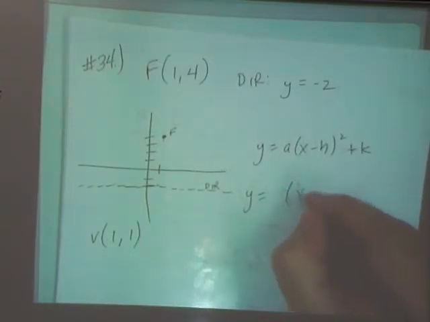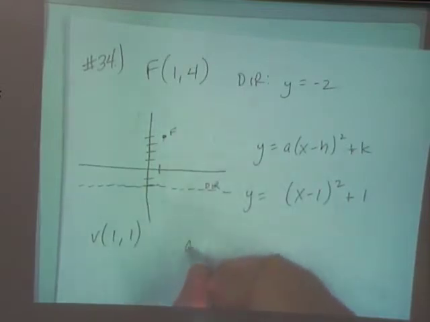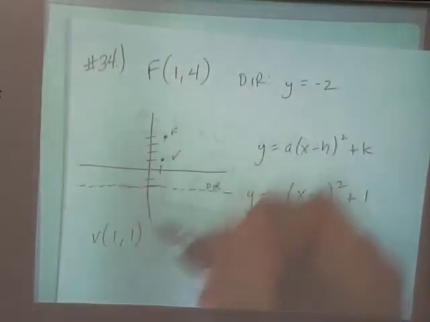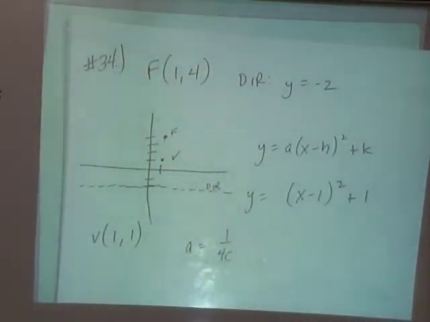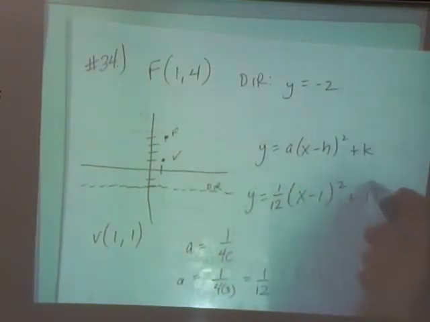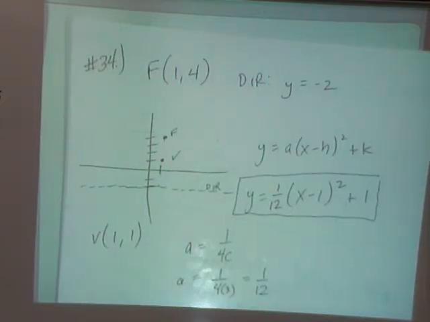y equals a times (x minus 1) squared plus 1. Now I just have to find my a value, and I know that a is equal to 1 over 4c. In this case, the distance from the vertex to the focus, or the vertex to the directrix, is 3. So a is equal to 1 over 12. Is it a positive or a negative a? Positive, because it's opening up. There we go. Any questions on 34? All right, 35.